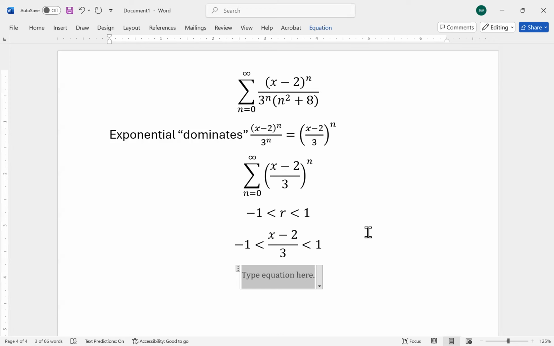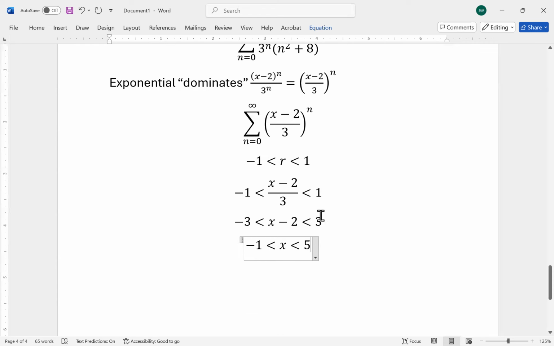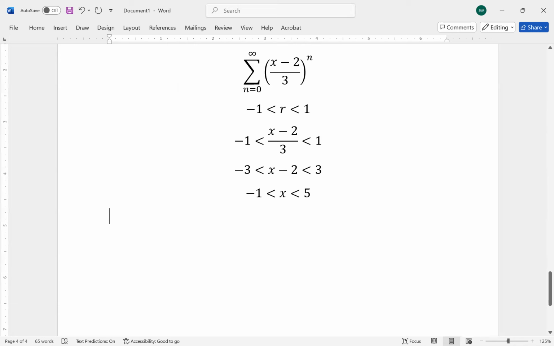To solve this, you'd multiply both sides by 3. So we get -3 less than x minus 2 less than +3. And then I'd add 2 to both sides, or all three sides, I should say. I'd end up with -1 less than x less than 5. And that is my interval of convergence. So my interval of convergence is from -1 up to 5.